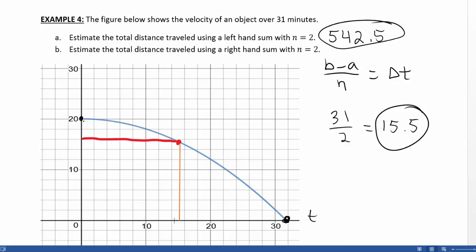Now, when I do this for my next interval, 15.5 to 31, that means I'm picking the height at 31, which is unfortunate because that height is 0, right? Which means that the area of my second rectangle is 0 because it has no height, which means it has no area. So that means I just need to get the area of my first rectangle here. So again, I'm going to do width times height. We said the width was 15.5. We approximated the height to be right around 15. And we said that 15 times 15.5 was 232.5.